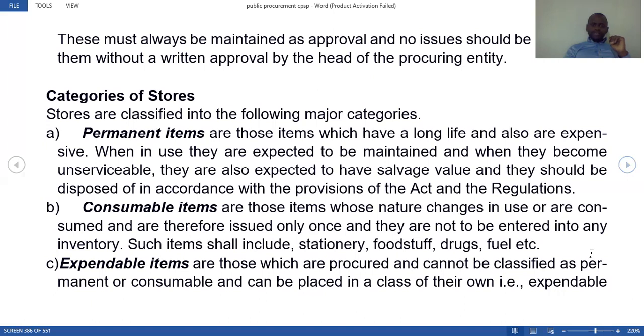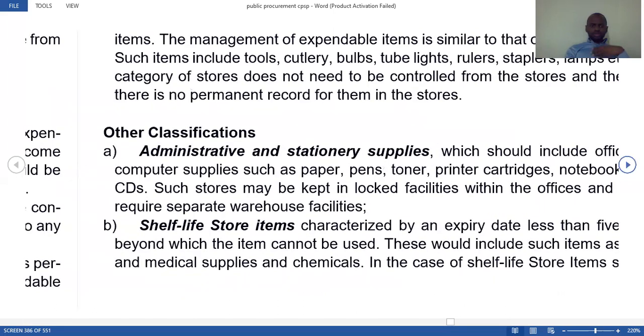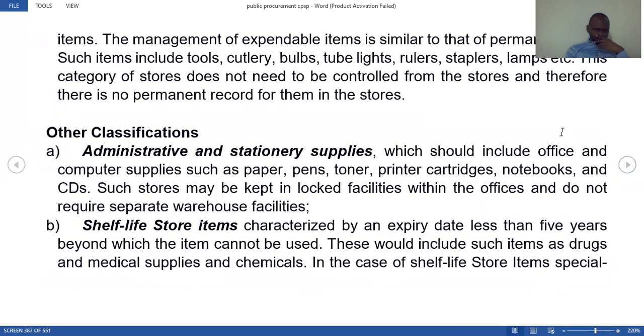Then we have expendable items. These are items that are procured and cannot be classified as permanent or consumable and can be placed in a class of their own. So these are expenditure items. You can't classify those items. They can either be permanent or consumable expenses for purposes of internal use in the organization.